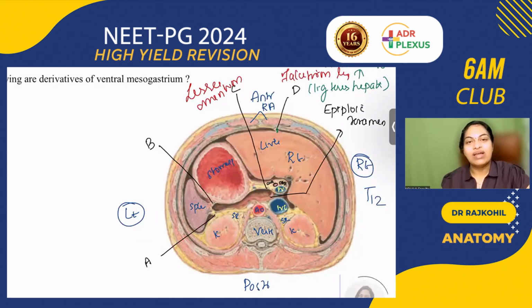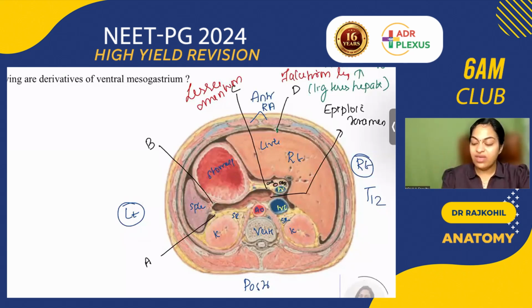Falciform ligament, what lies in its inferior border? Very good. Excellent, doctor. So on the left side, between the lateral segment 4 and segment 2 and 3. Very good. Excellent. You're all set for your upcoming exams.